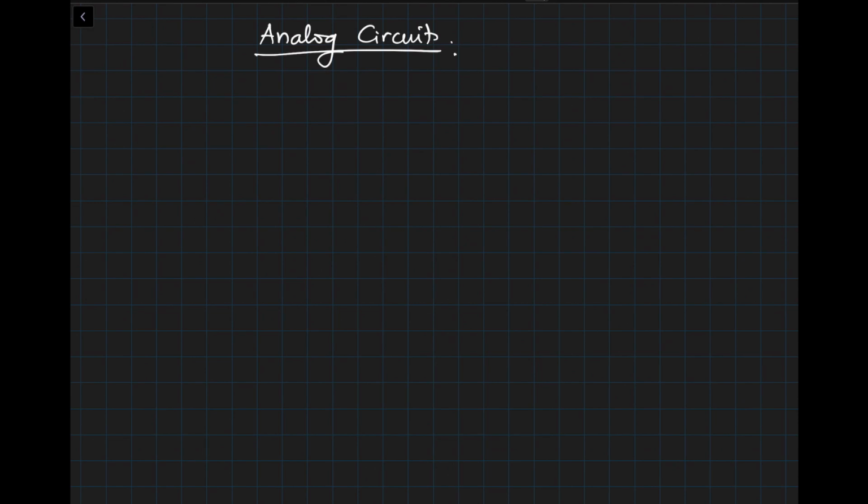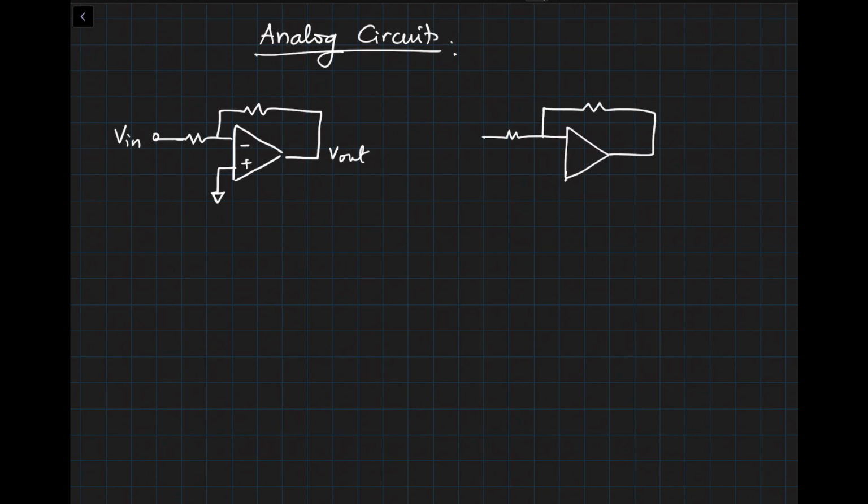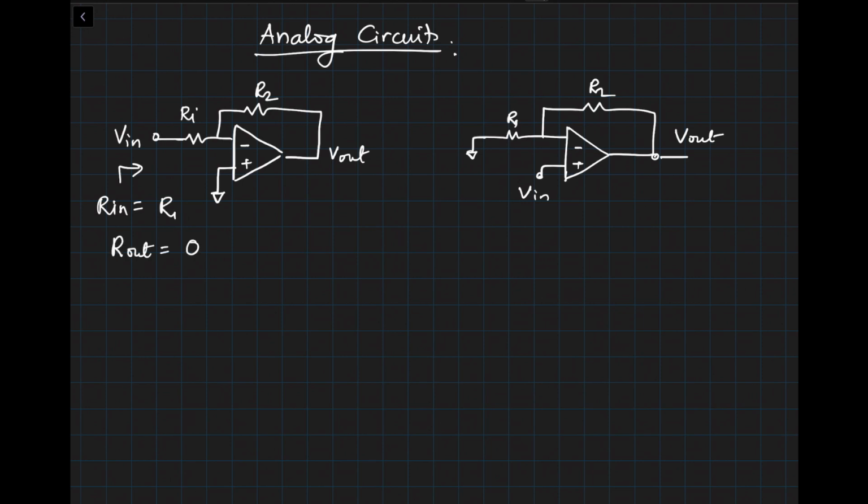So let's look at the two configurations and compare them. First one is an inverting amplifier, and the other one is a non-inverting amplifier where we apply the input to the positive terminal. In the inverting amplifier, what we found out is R in is equal to R1, and R out is equal to 0. In case of non-inverting amplifier, R in is equal to infinite and R out is equal to 0 because it's driven by an ideal voltage source.